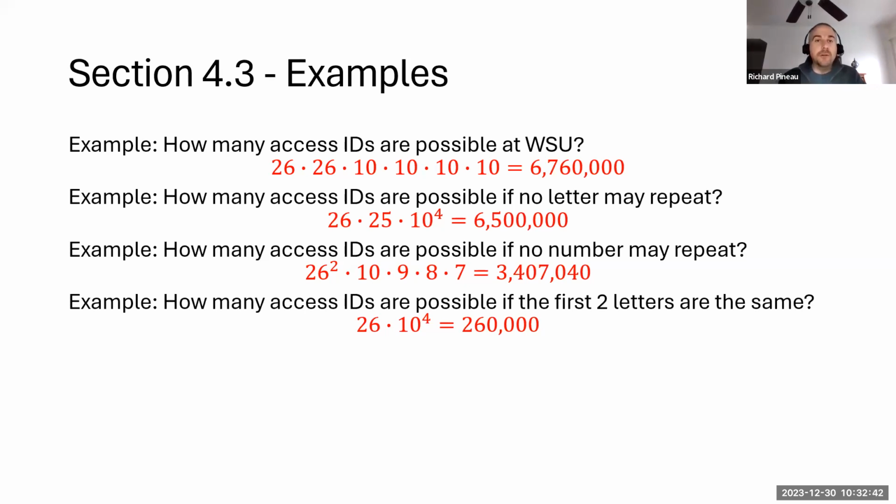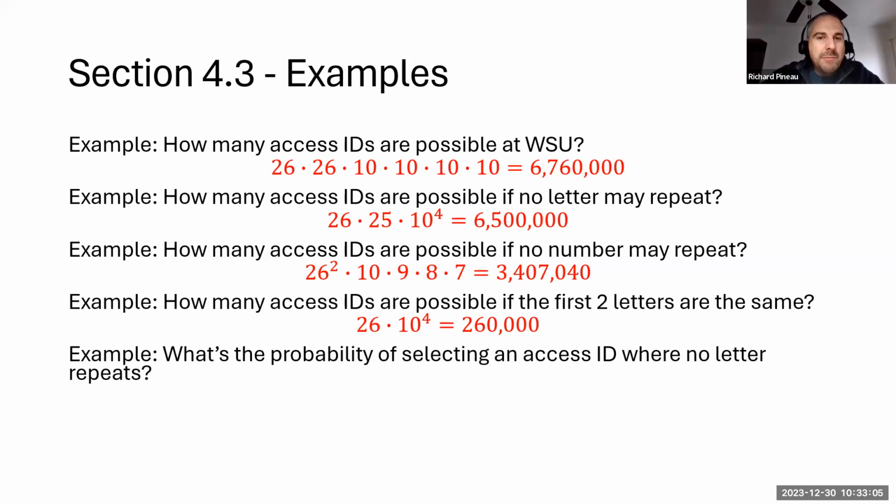AA, BB, CC. Okay, keep counting them all if you need to. List them if you need to. There are only 26. So in this instance, there would only be 260,000 possible axis IDs where the first 2 letters are the same. So anybody who has the first 2 letters the same, you're in a rare group. Okay, 260,000 out of 6.7 million. Not bad.